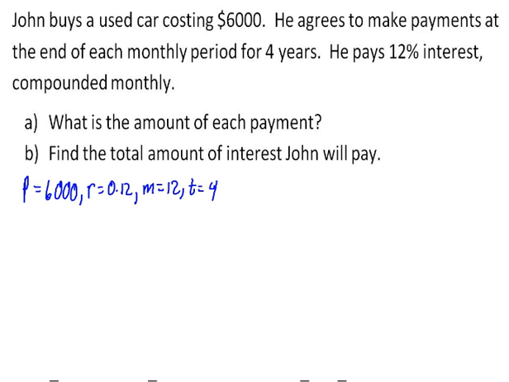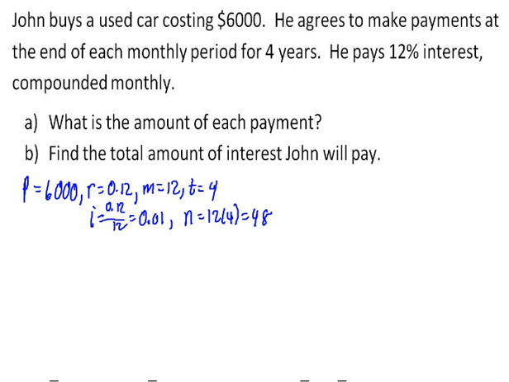Now for this problem, P, the present value, which is the current value of the car, is $6,000. The annual interest rate, r, is equal to 0.12. m is equal to 12 because it's compounded monthly, so we'd have 12 periods in a year. And T is equal to 4 because it's for 4 years. Now this means that I is equal to 0.12 divided by 12, which would be 0.01. Now N would be 12 times 4 because there would be 48 payments that he would have to make within the 4 years.